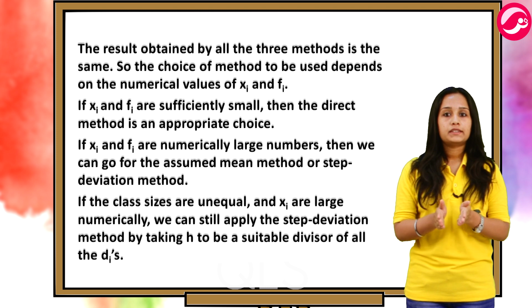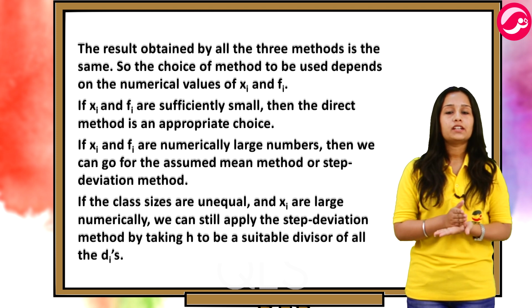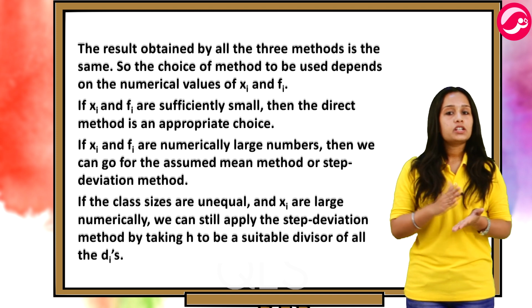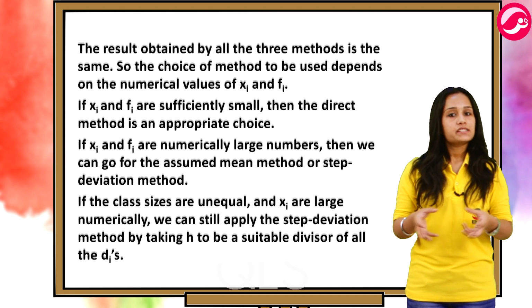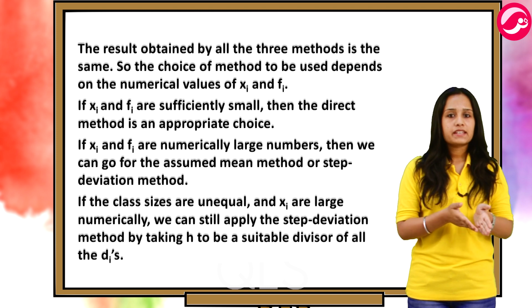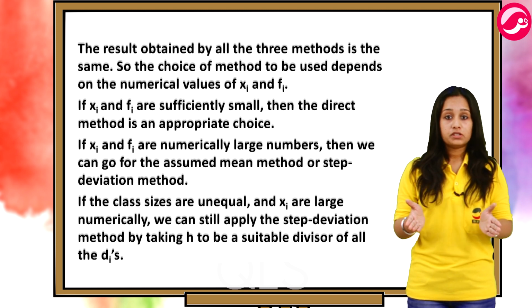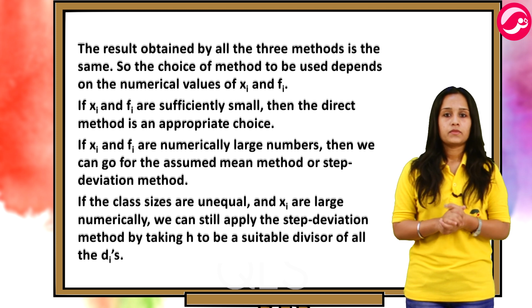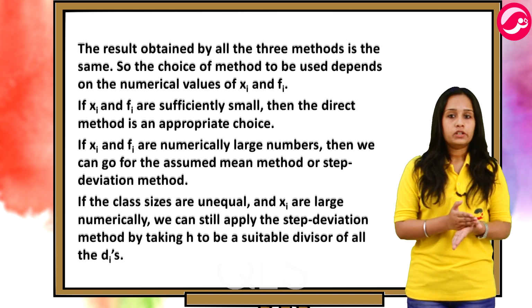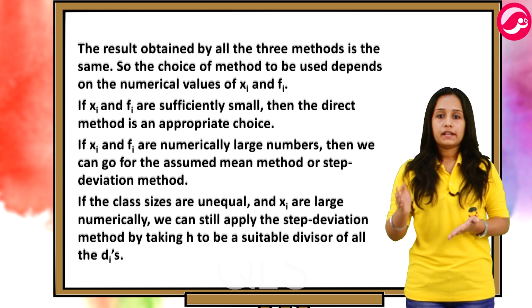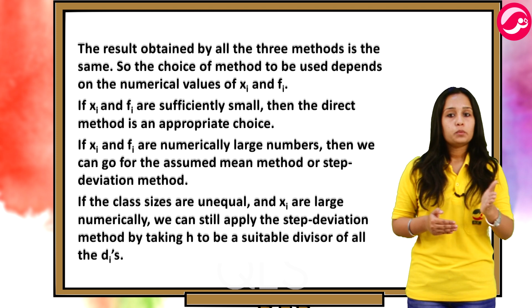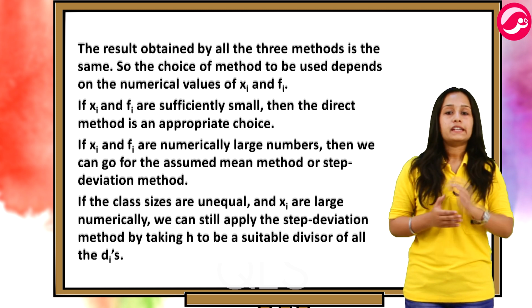So, the choice of method to be used depends on the numerical values of xi and fi. If xi and fi are sufficiently small, then the direct method is an appropriate choice. If xi and fi are numerically large numbers, then we can go for the assumed mean method or step deviation method. If the class sizes are unequal and xi are large numerically, we can still apply the step deviation method by taking h to be a suitable divisor of all the di's.